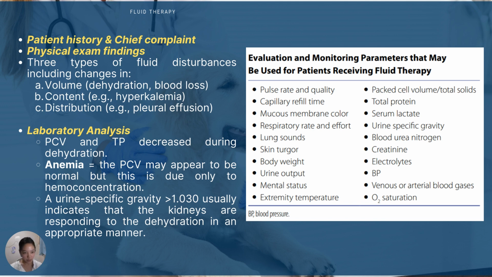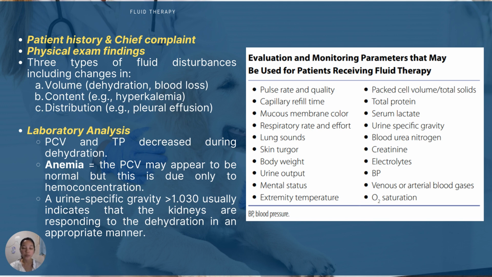Next we have to observe the physical exam and findings. There are three types of fluid disturbances. We have the volume, which includes dehydration and blood loss, content, such as hyperkalemia, and distribution, such as pleural effusion. Here we have evaluation and monitoring parameters that may be used. First we have to check the pulse rate and quality, and the capillary refill time.